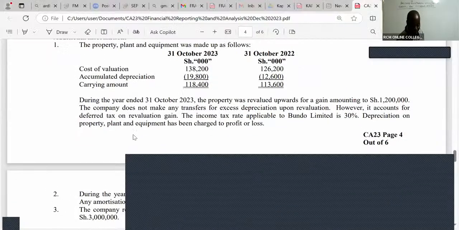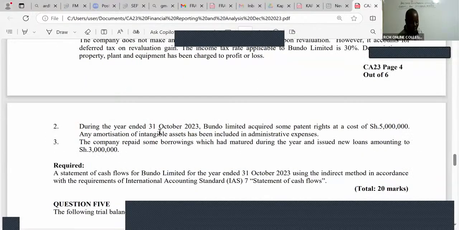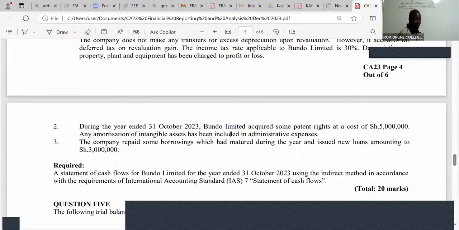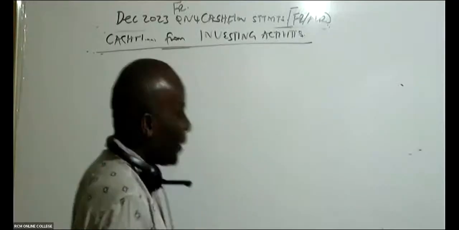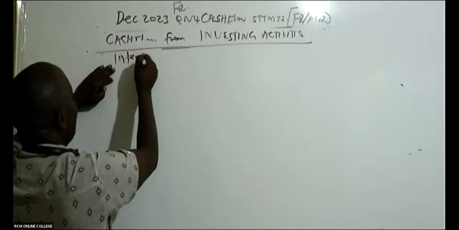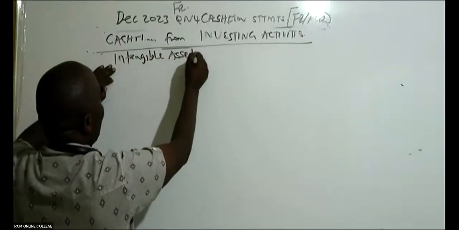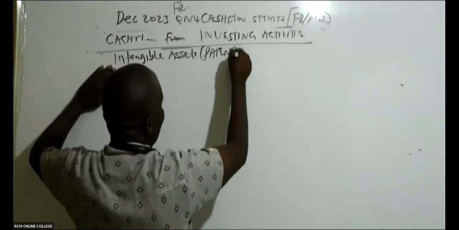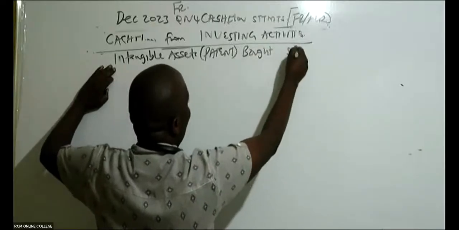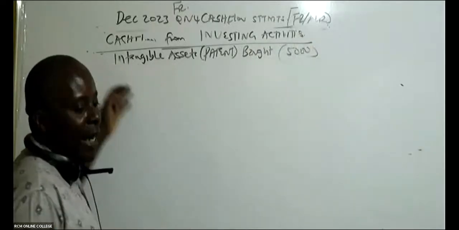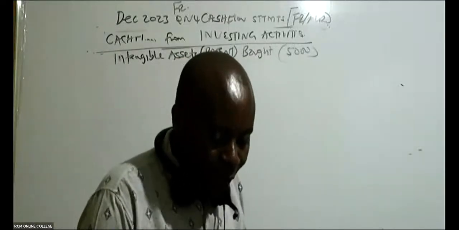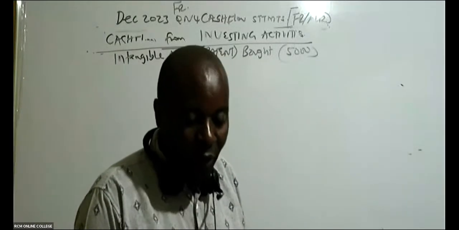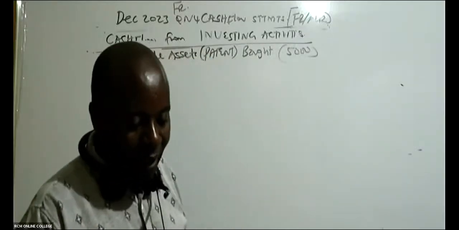You can see, ladies and gentlemen, we are told here, during the year 31st October 2023, Bundo Limited acquired some patents. So in this case here, we bought some patents, intangible assets bought. That's an investment, intangible asset, which is a patent bought. And if you remember very well, it was 5,000. It is a cash outflow. The format has a mark.